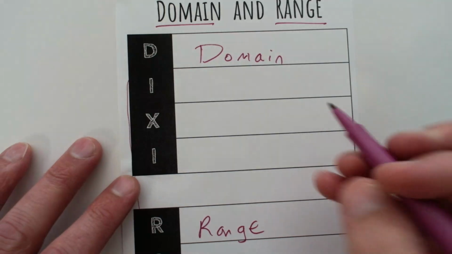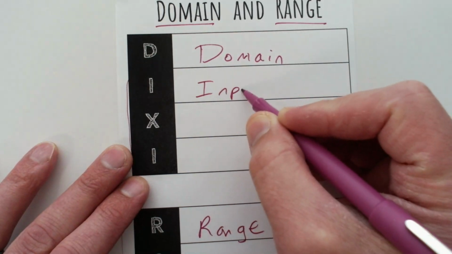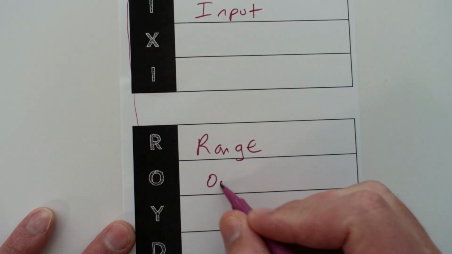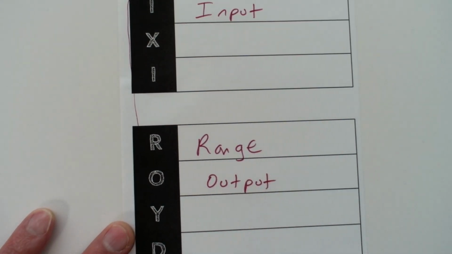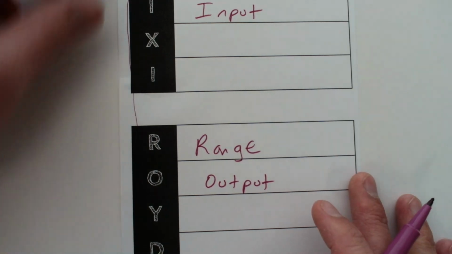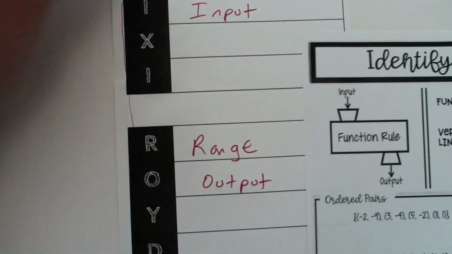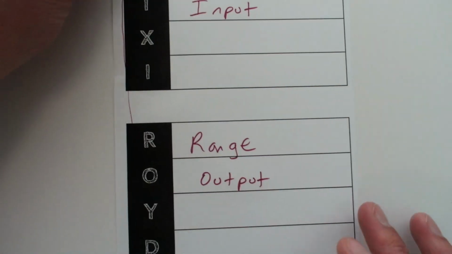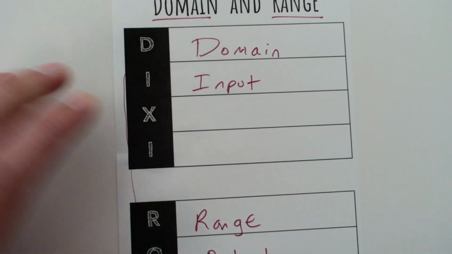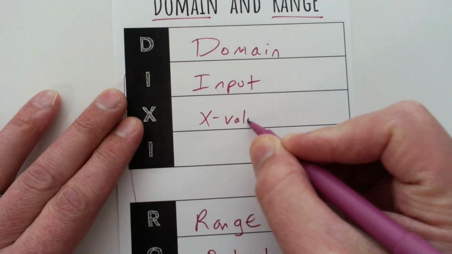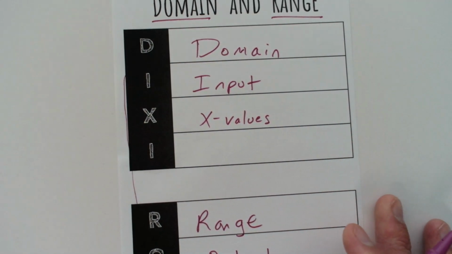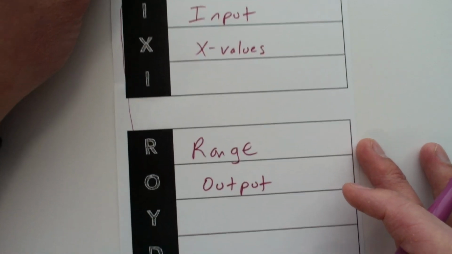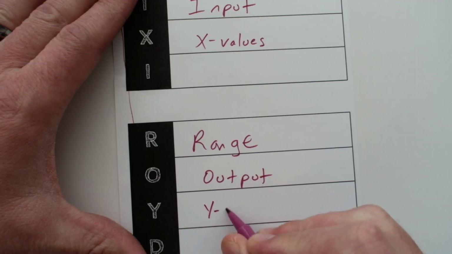So domain can also be referred to as the input. And if that's the input value, the range is going to be the output. You'll see that on the identifying functions notes right here. Another way that we talk about domain is our X values. These can be X values in points, they can be X values in graphs, they can be X values in tables. So if domain is our X values, the range is going to be our Y values.